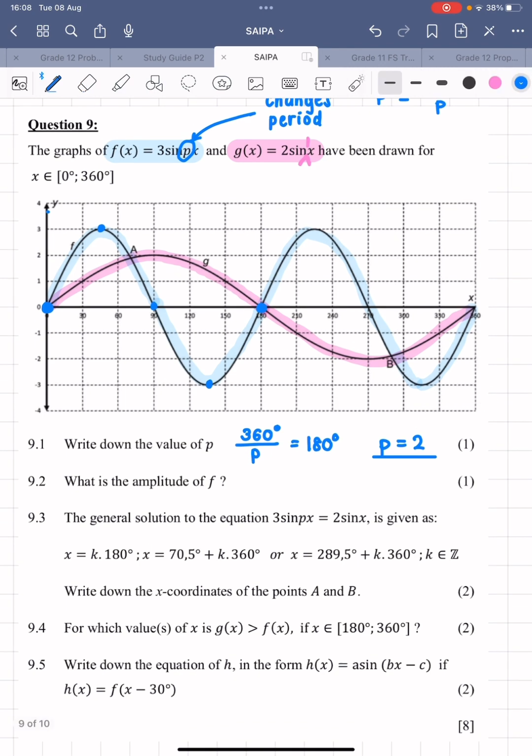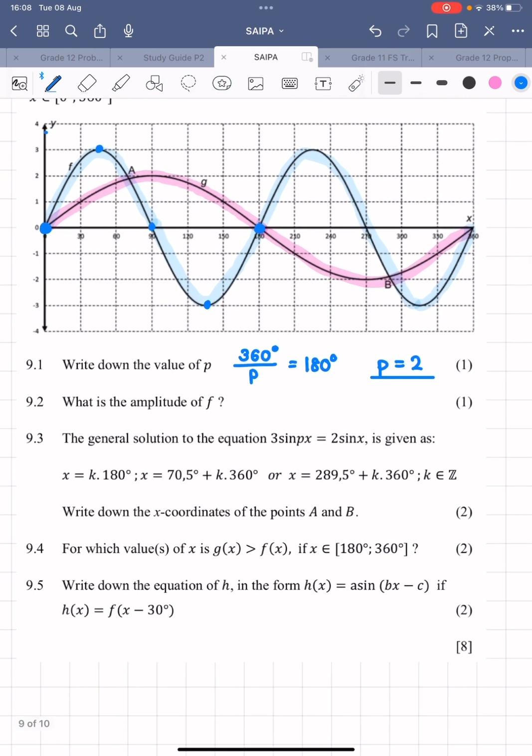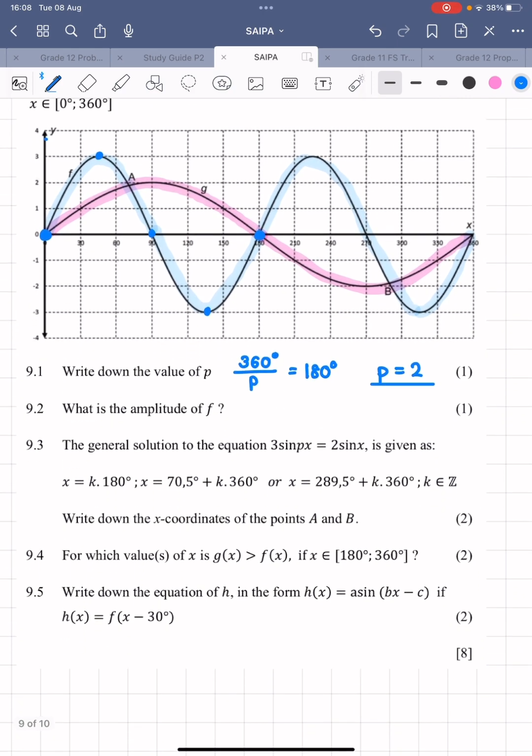All right, next question. What is the amplitude of f? Now, the amplitude of a graph is always the maximum point, maximum y value, minus the minimum y value, and then divided by 2. That will give us the amplitude of the graph. We need to remember that amplitude is always positive. So let me actually highlight that. So amplitude is always positive. You can never get a negative amplitude because the amplitude is the distance, okay?